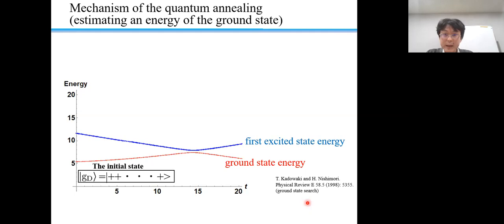Okay, so let me explain why the quantum annealing does work. So this is an energy diagram, and the x-axis denotes the time, and the y-axis denotes the eigenenergy. So this red line is a plot for the ground state energy, and this blue plot is a plot for the first excited state energy. Usually, we prepare the ground state of the driver Hamiltonian, like the all plus state.